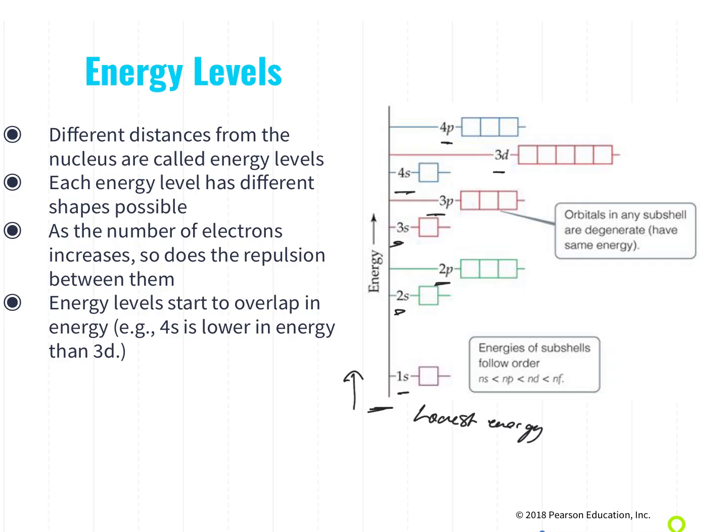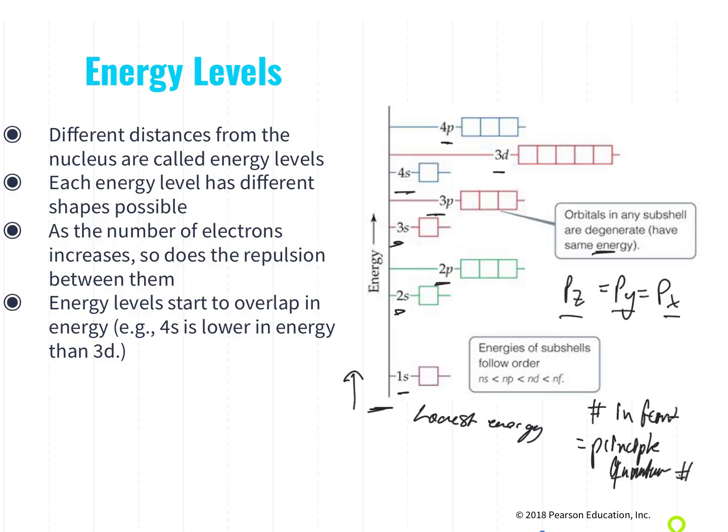Another important thing here that is stated right here is that orbitals in any subshell are degenerate, or they have the same energy. And that's basically saying that the pz orbital is equal to the py orbital is equal to the px orbital. There's no difference in the energy of those. What is different is the level or the number that's in front. And that number in front is the principal quantum number, and that determines the energy levels, not the individual axis that the orbital is on.